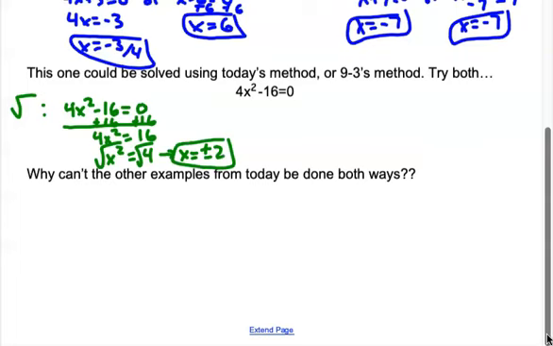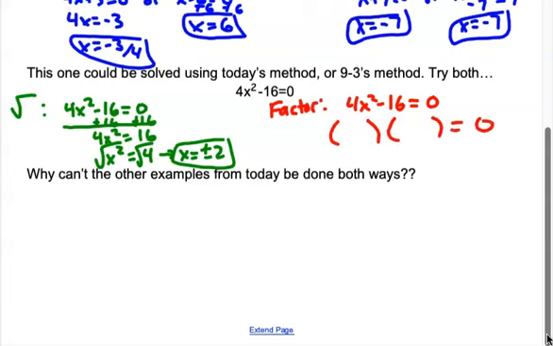Or we could factor this, and this is a really good one to remember how to factor. 4x squared minus 16 equals 0. How do we factor that? This is called a difference of squares. So what happens is we take the square root of the first term, and that's 2x. We do a plus and a minus. We do the square root of the second term. 2x plus 4, 2x minus 4.